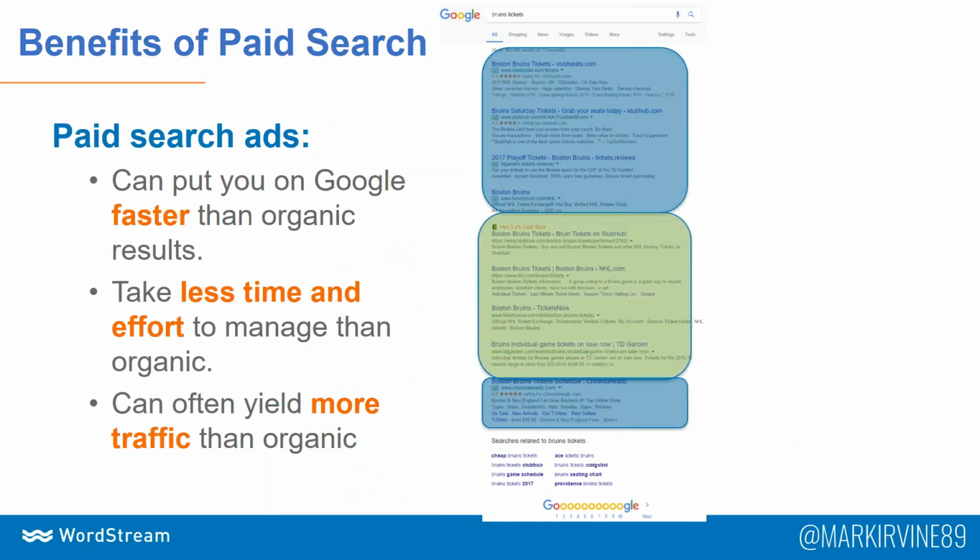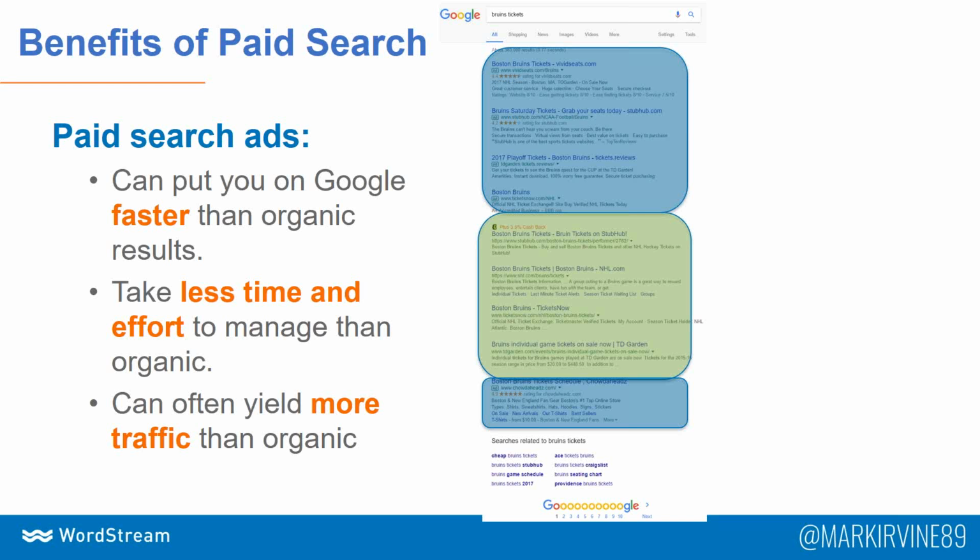So when we talk about the benefits of paid search, it can get you on Google appreciably faster than the organic result. It does not take you 6 years to really grow your business with paid search. It will take less time and effort to manage than organic. Writing that 140 character ad is appreciably easier than writing a 10-page or a 20-page article about your content. And because it's at the top of the page, it can often yield more traffic than organic alone. So there are a lot of benefits to doing paid search in itself.